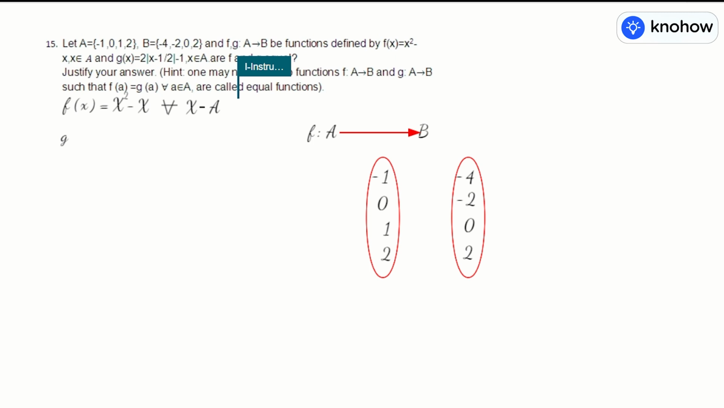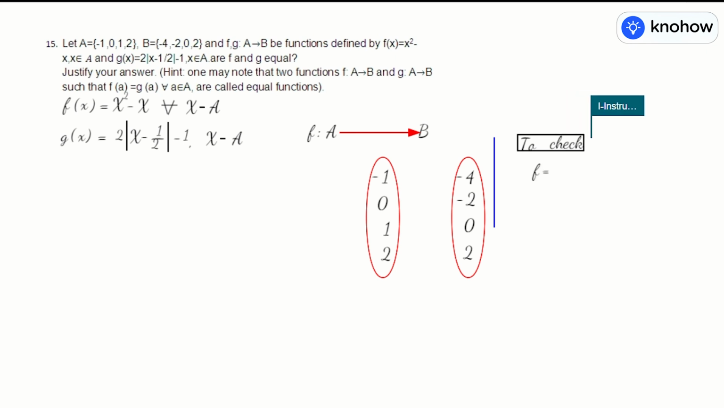And g(x) is defined as 2|x - 1/2| - 1, again x belonging to A. So we have to check whether f is equal to g or not.